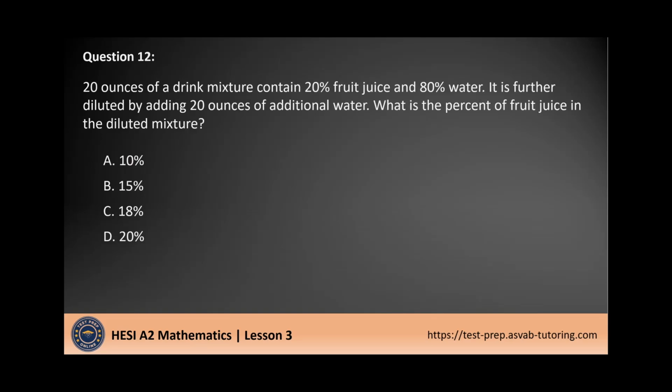"20 ounces of a drink mixture contain 20% fruit juice and 80% water. It is further diluted by adding 20 ounces of additional water. What is the percent of fruit juice in the diluted mixture?" Okay, so to start out, we're going to need to find out how much fruit juice and how much water was in the original mixture.